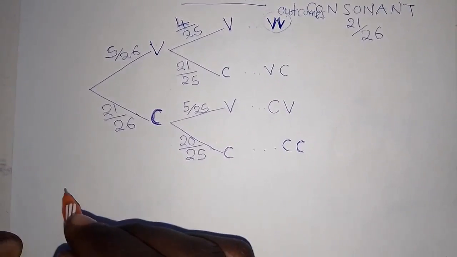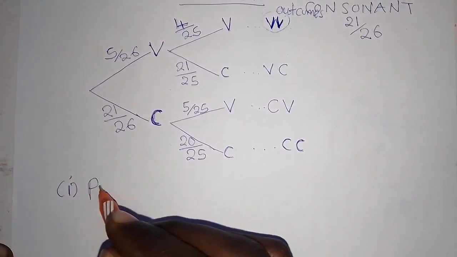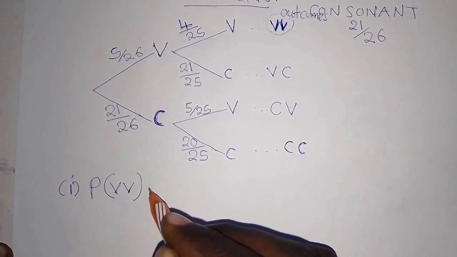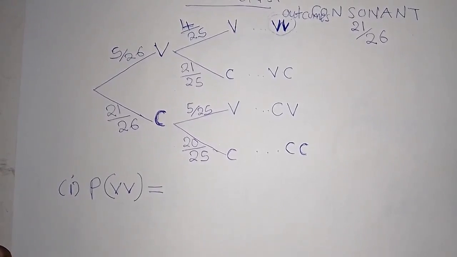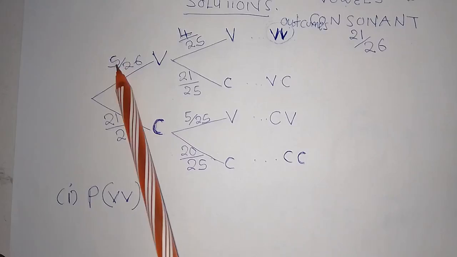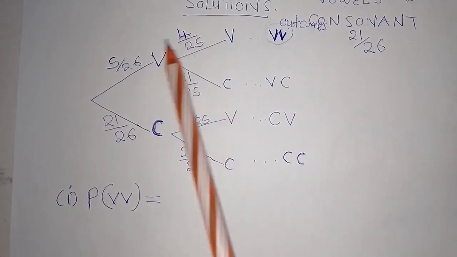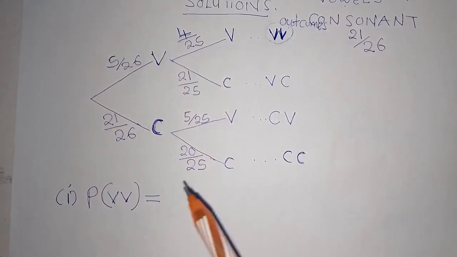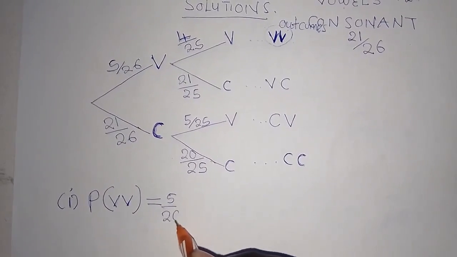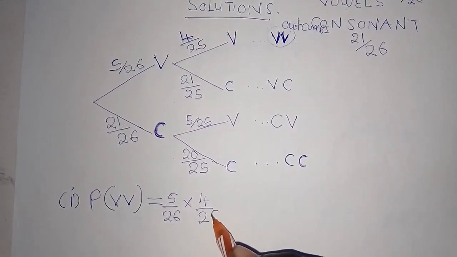So the first one, we want to answer the first one. You're going to say probability of VV is equal to what? You check on your diagram here. The first one is this one. Then the second one is that one. You multiply them. So you say 5 over 26 multiplied by 4 over 25.